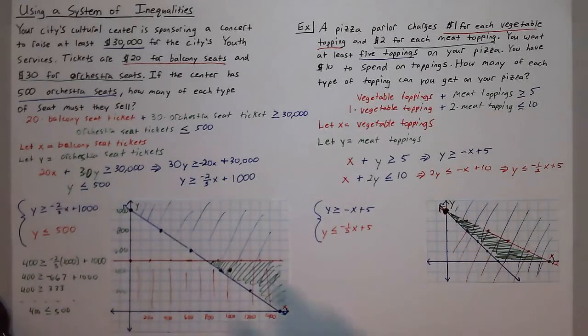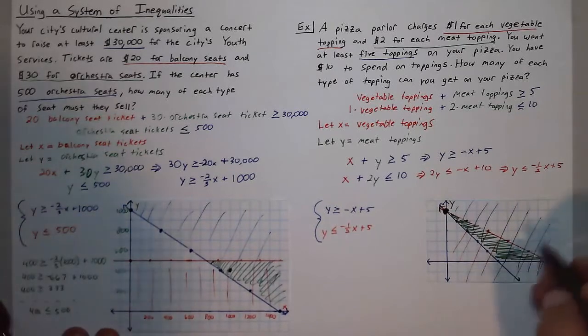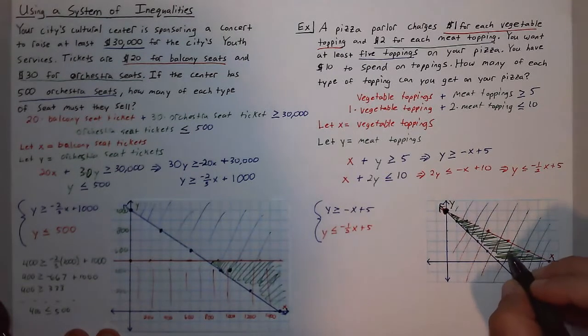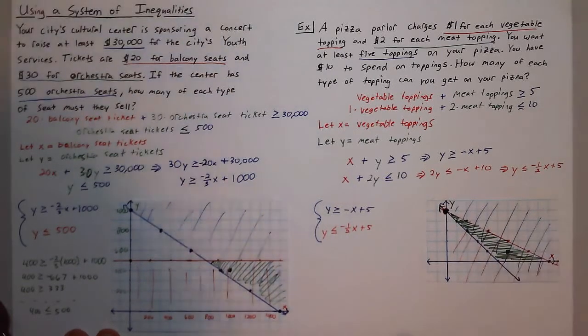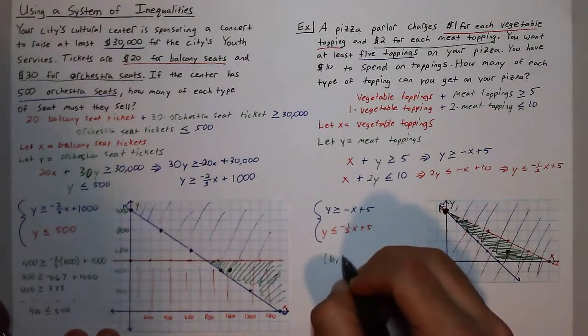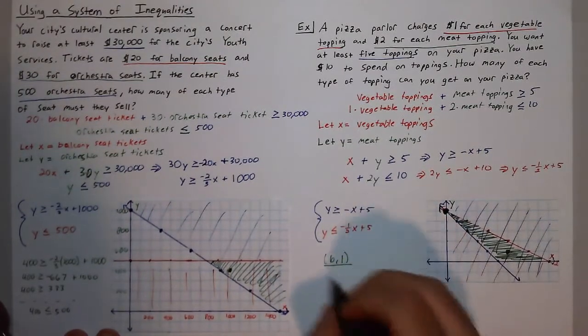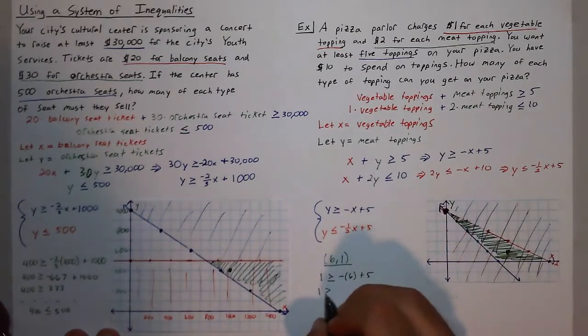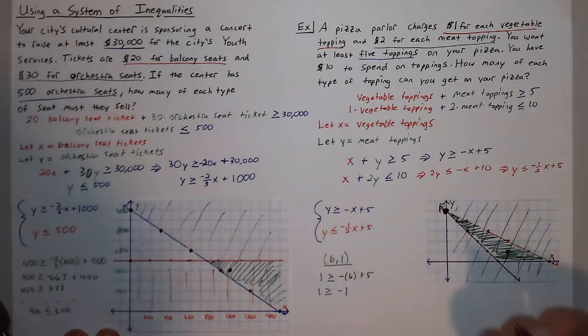But there's my region, and again, if I want to check to make sure that I am correct, I'm going to pick a point within the space. So this is 1, 2, 3, 4, 5, 6. 1 is a solution within the space. So checking 6, 1. I'll have 1 is greater than or equal to negative 6 plus 5, which means 1 is greater than or equal to negative 1, which is true.